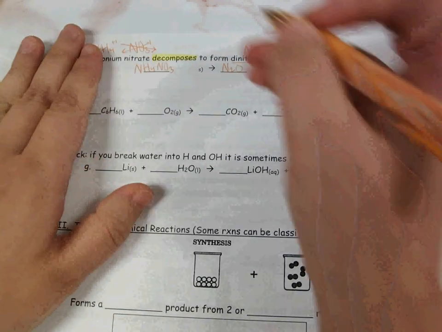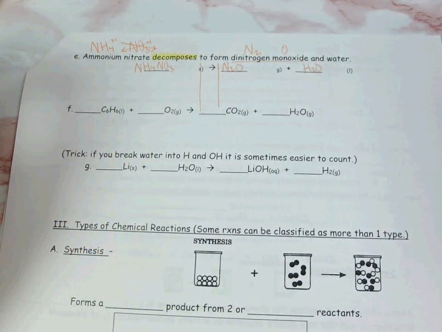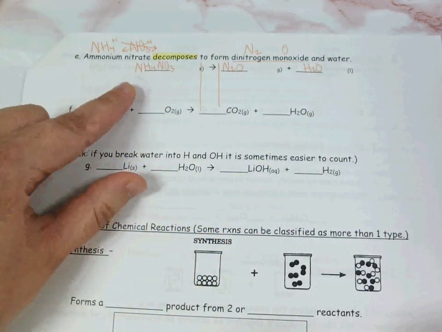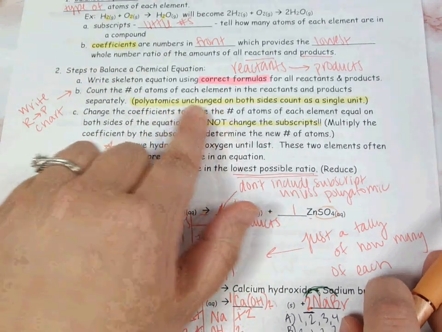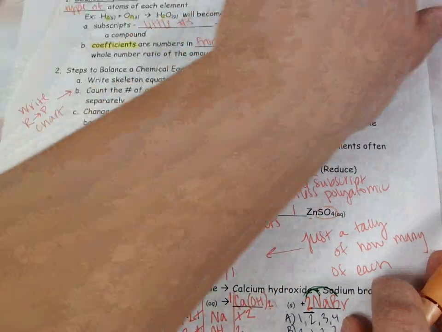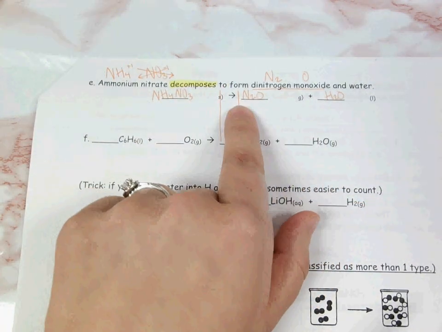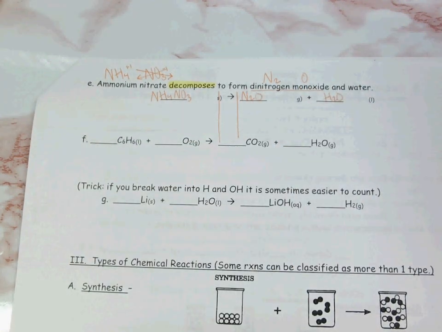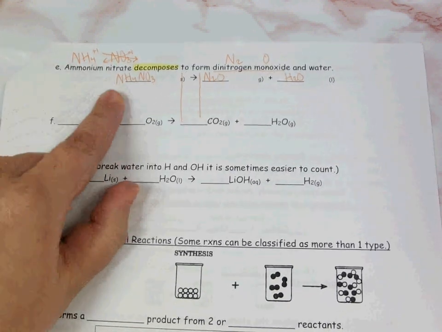Then, when we list our reactants and products underneath the arrow here, what's important to note is that we do have 2 polyatomic ions on the reactant side, but the rule that we learned on the previous page was that polyatomics that are unchanged on both sides count as a single unit. So since I don't have those same polyatomic ions on both sides of my equation, there's no ammonium on this side, there is no nitrate on this side, I can't list them as ammonium and nitrate as a whole. So I have to actually break them down into the individual atoms that make them up.